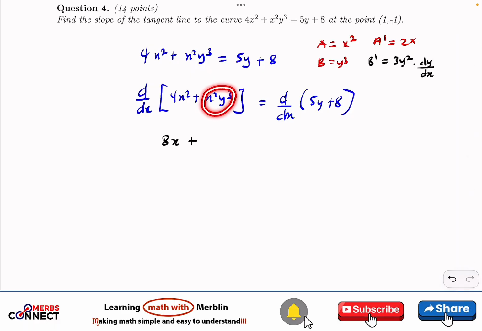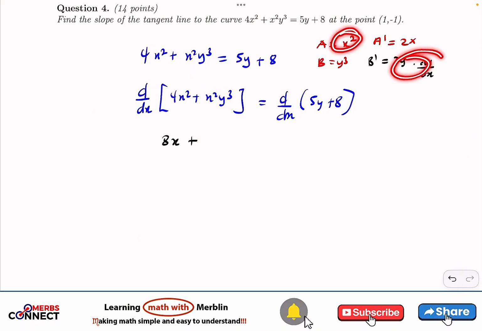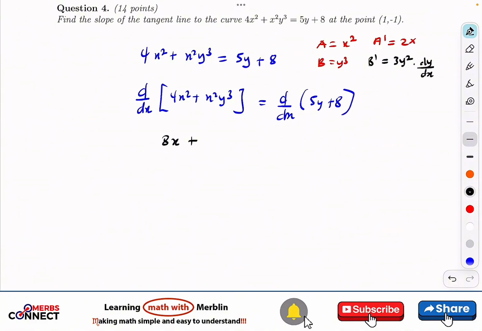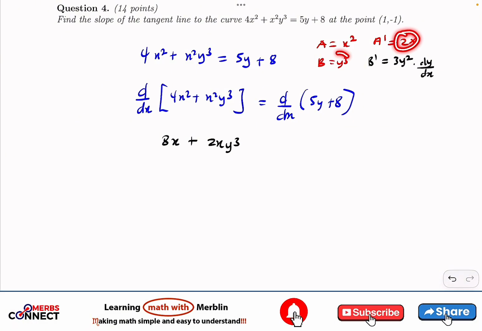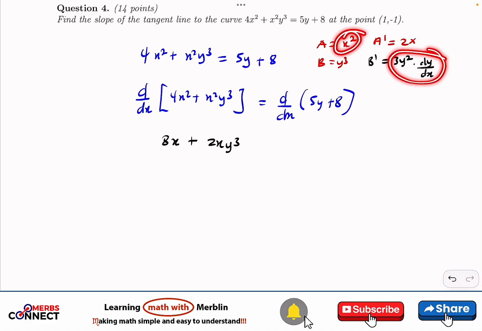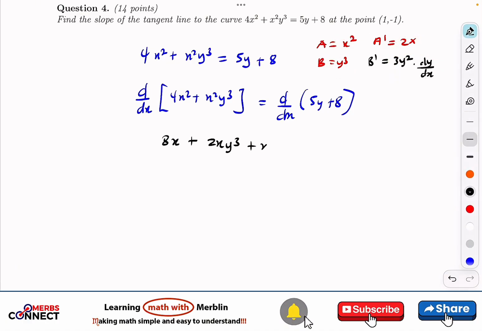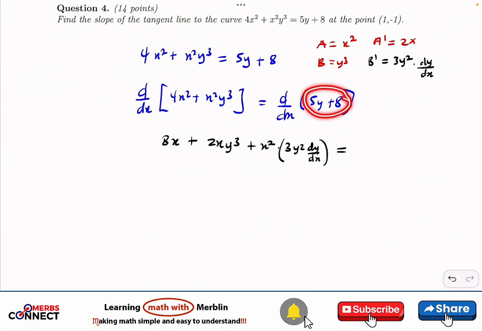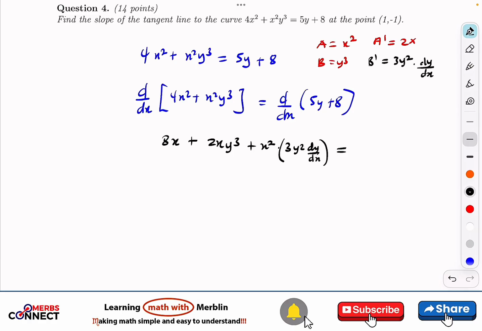In the middle here, I'm going to multiply this by this and this by that. So I'm going to have 2x y to the power 3. Then this time this is going to give us plus x squared times 3y squared dy over dx. As soon as I use the product rule, I put it into parentheses, which is equal to, now when I differentiate the constant here, I'm going to get 0. When I differentiate y, I'm going to get dy over dx. So this will be 5 dy over dx.